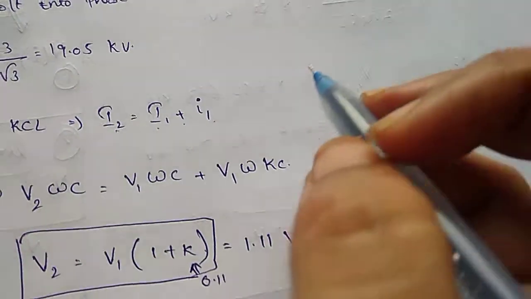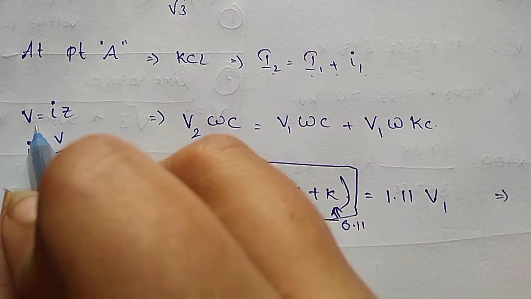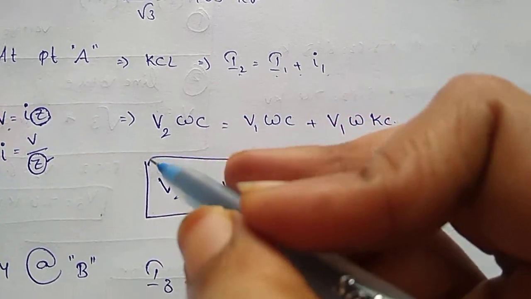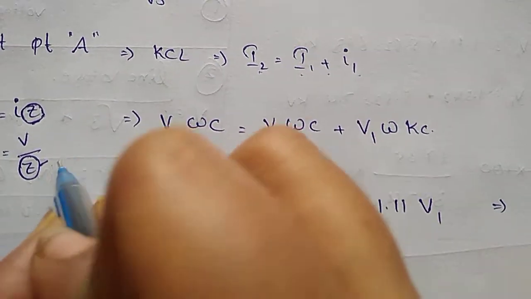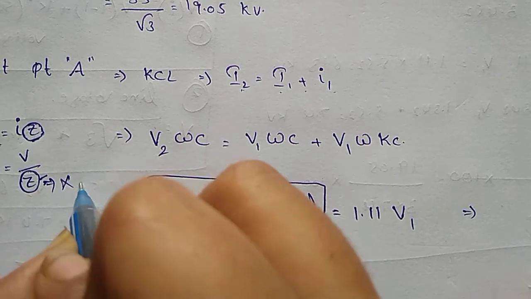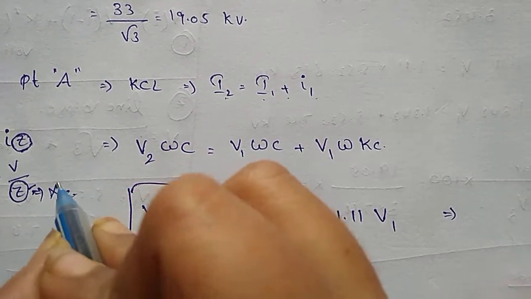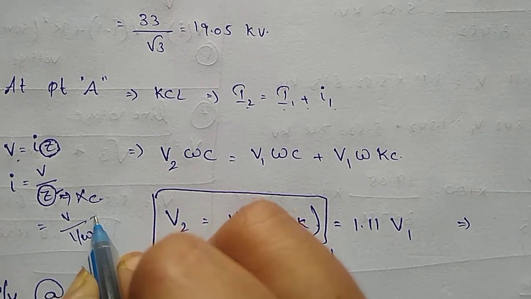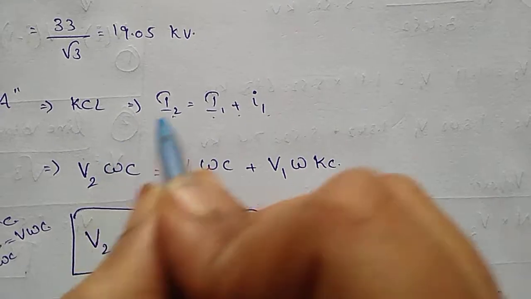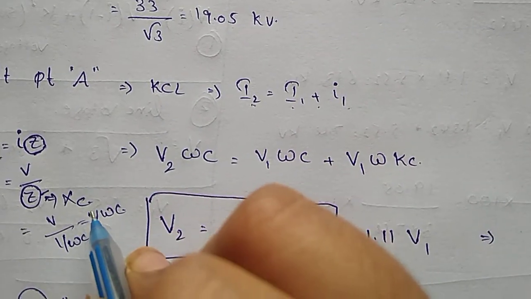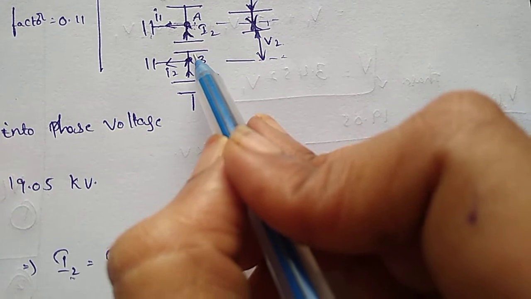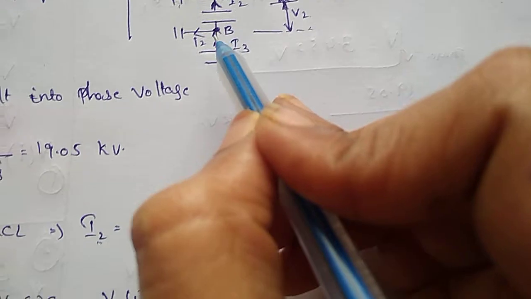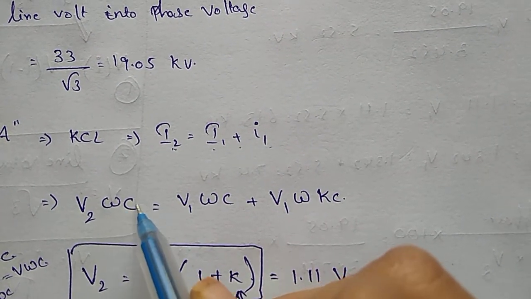We already know that V equals I into Z. Here Z is nothing but the capacitive reactance XC, and XC is 1 by omega C. So V divided by 1 by omega C becomes V omega C. For I2, the voltage across this branch is V2, so it is V2 into omega C.